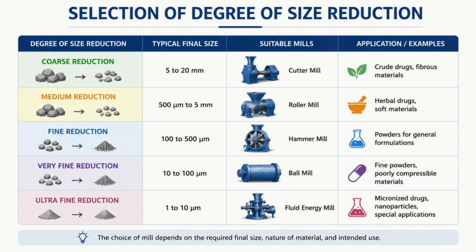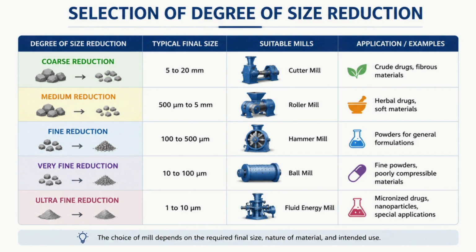And the next one is ultra fine reduction. The particle size range is 1 to 10 micrometers. The suitable mill here is the fluid energy mill. We will achieve this particle size only through the fluid energy mill. Ultra fine reduction produces micronized particles here.